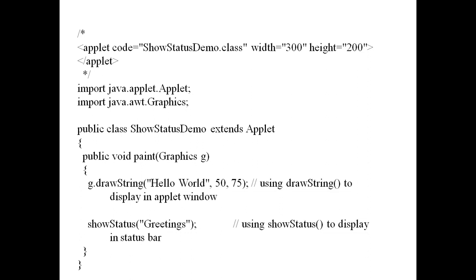So there are two ways. One is the drawString method, or otherwise you can use the showStatus method. Both have to be called inside the paint method.